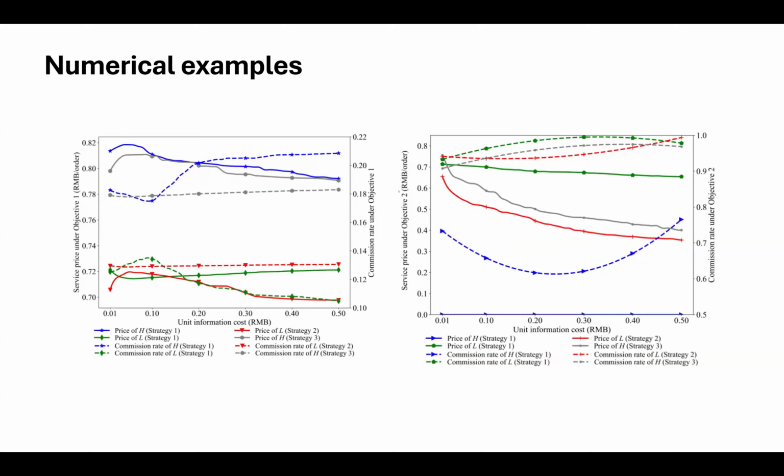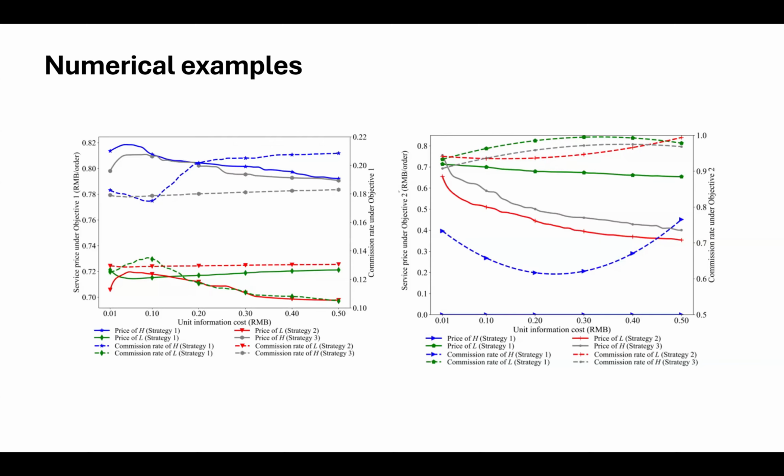As shown in the left figure, with the increase of unit information cost, there exists a threshold of unit information cost for all three strategies where the changes of survey price and commission rate show opposite trends. Under strategy 1, the price gap between survey high and low widens first, then narrows, while the commission gap narrows first and widens as unit information cost increases. A similar pattern is observed under strategies 2 and 3.